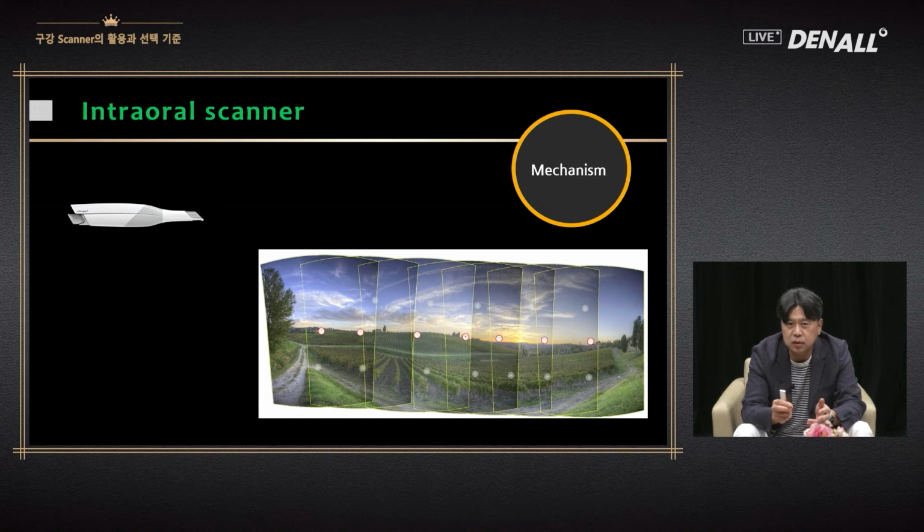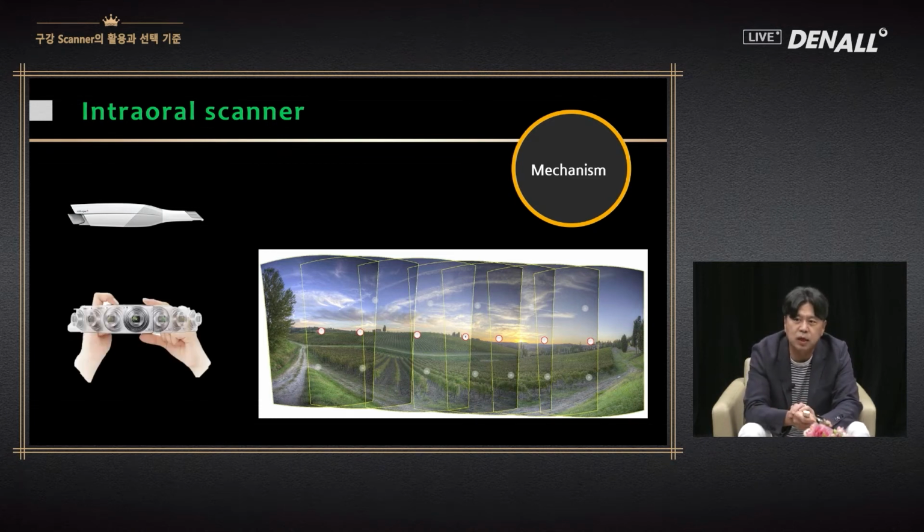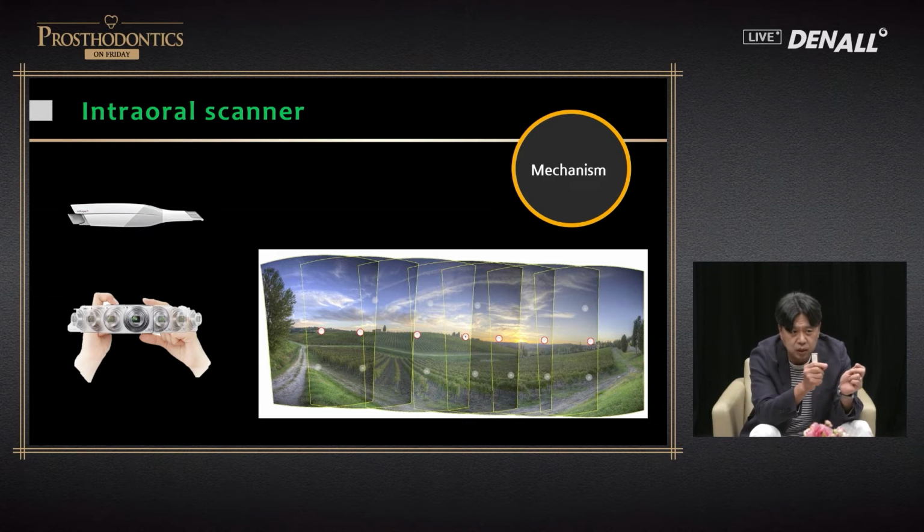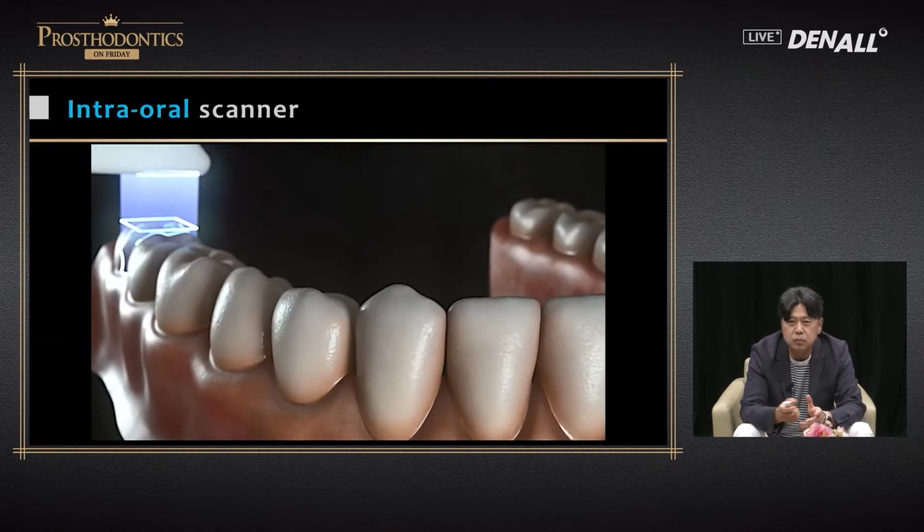scanner stitches many images taken individually. When you take a panorama picture using your selfie, you can do that. You move the camera from left to right, for instance, to take the pictures, and even if your hands were trembling while taking the picture, the frames are connected seamlessly. That kind of technology is utilized by the intraoral scanner.